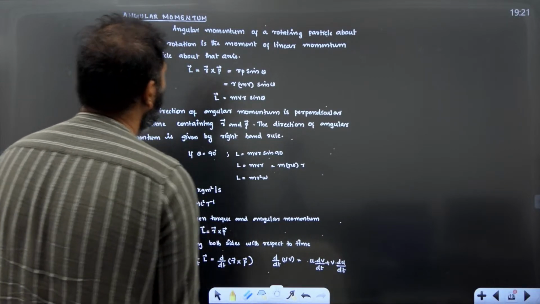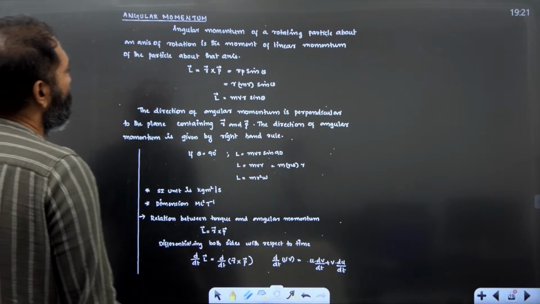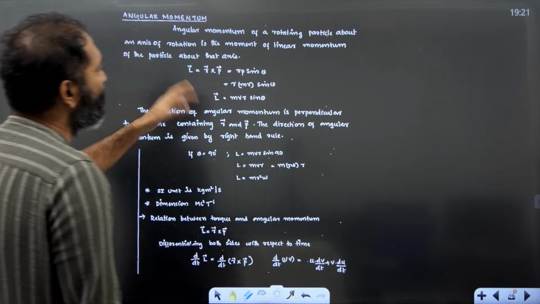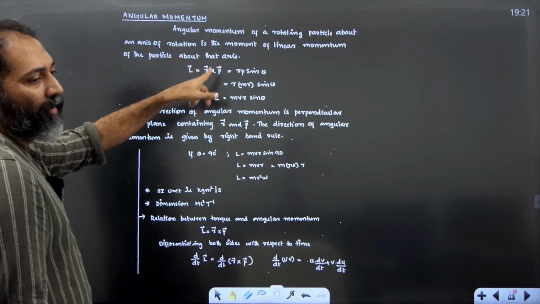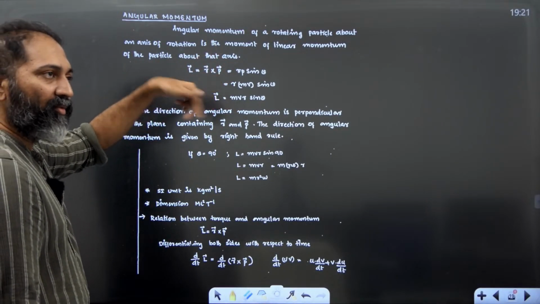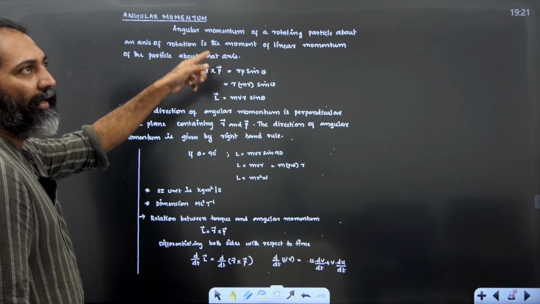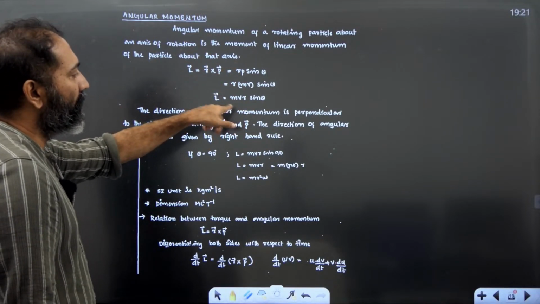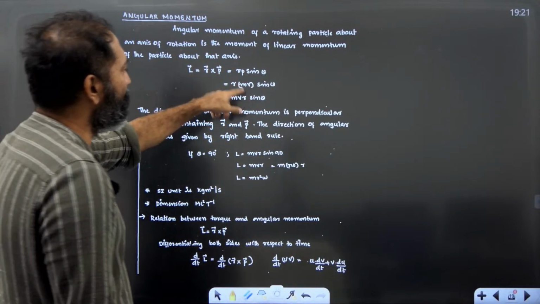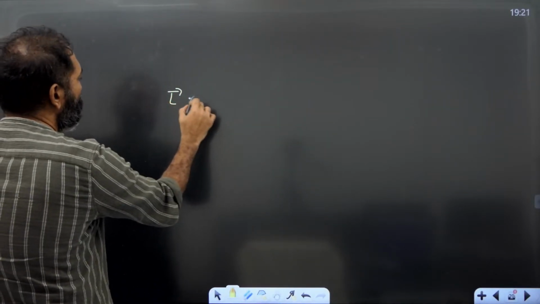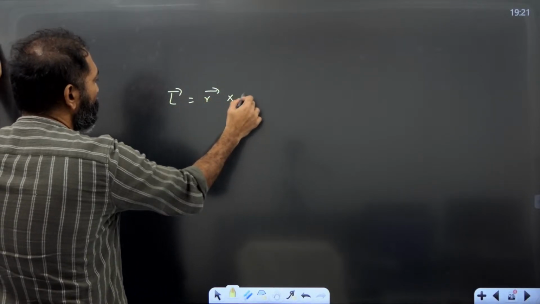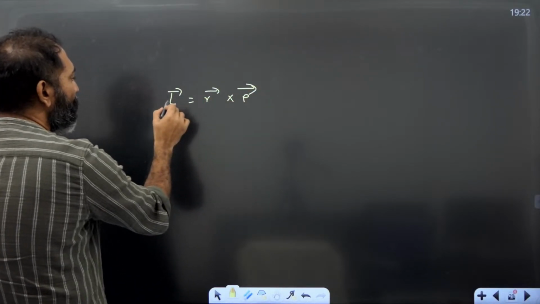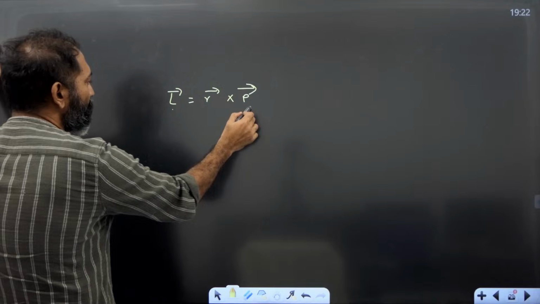Angular momentum of a rotating particle about an axis of rotation is the moment of linear momentum. L vector equal to r vector cross p vector, which also we have discussed before. L equal to rp sin theta, theta 90 degree. L vector is equal to r vector cross p vector. This is the relation between angular momentum and linear momentum.